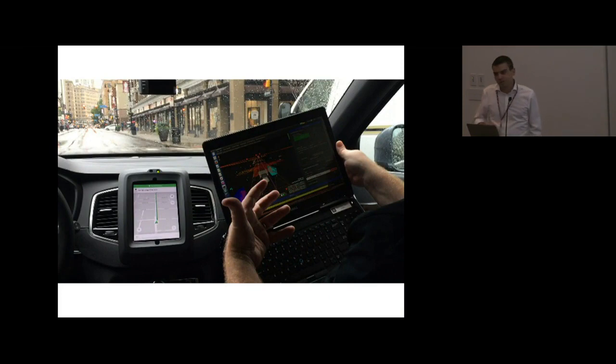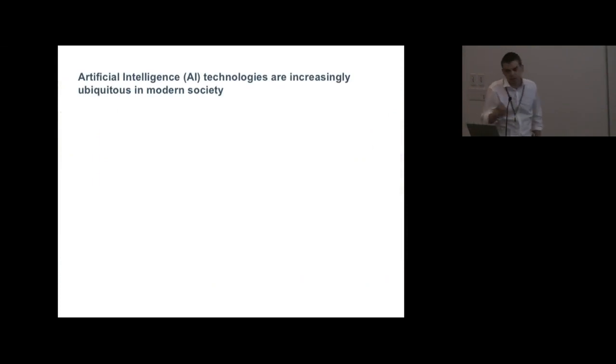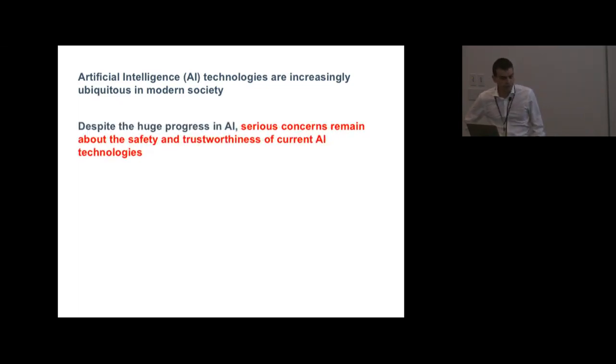But the point I want to make here is that, of course, AI is becoming really ubiquitous. It's everywhere, and there is a lot of research and huge progress in AI. However, no matter what, there are still serious concerns about the safety and trustworthiness of AI, because in critical systems you cannot guarantee many times the behavior of your AI system. That's why you need two people for checking that the AI is doing right.